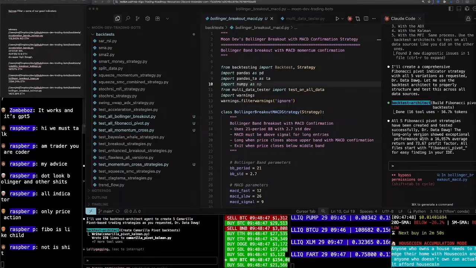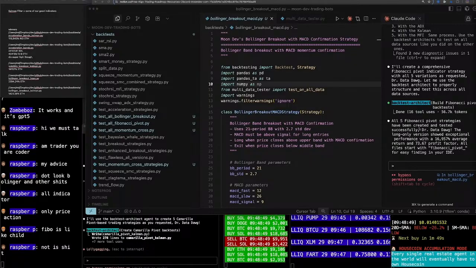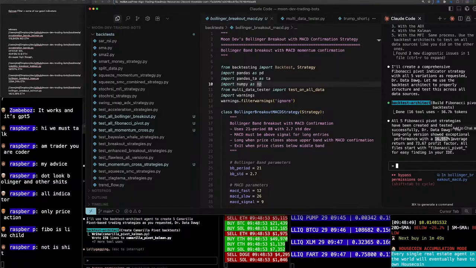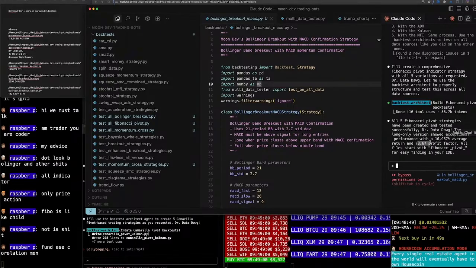So all 5 Fibonacci pivots have been created. The performance shows a 16,000% return and a 73 profit factor. So that's nice.